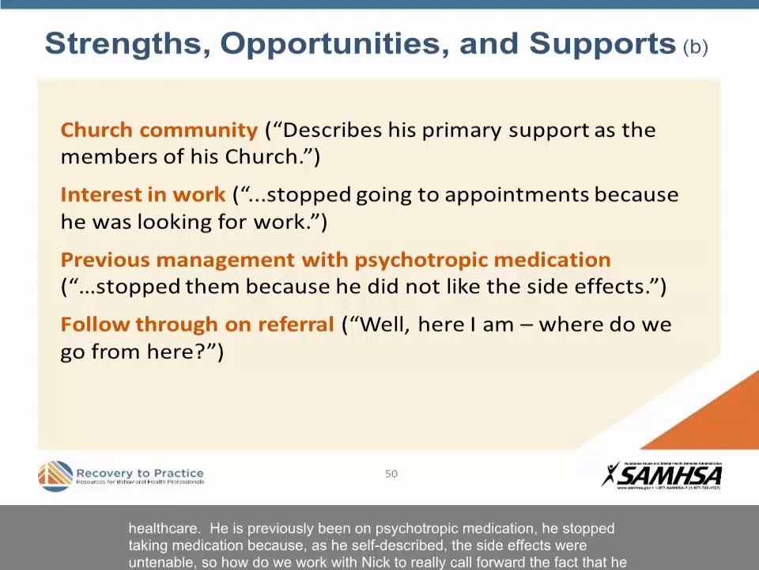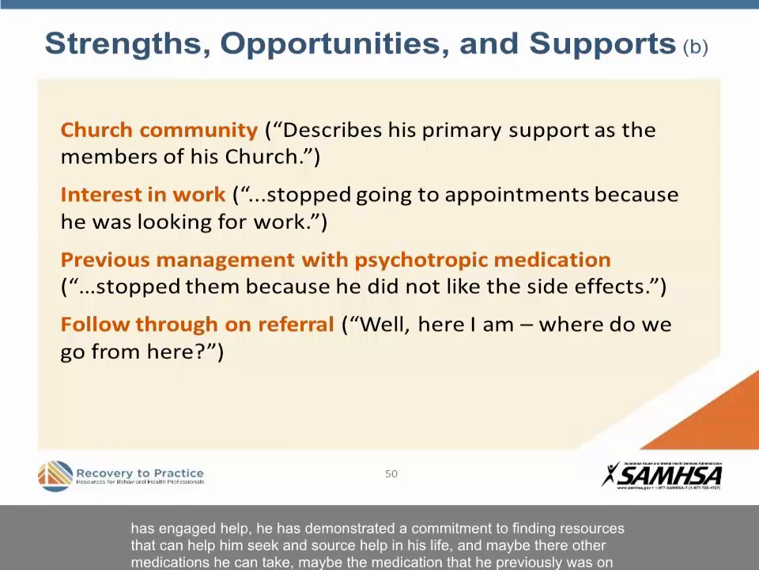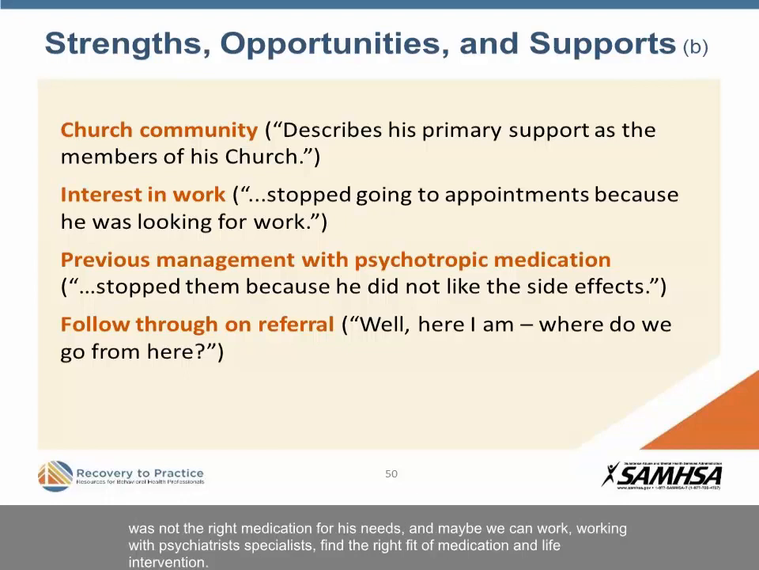He's previously been on psychotropic medication. He stopped taking the medication because, as he self-described, the side effects were untenable. So how do we work with Nick to really call forward the fact that he has engaged health? He has demonstrated a commitment to finding resources that can help him seek and source help in his life. And maybe there are other medications that can be used. Maybe the medication that he used previously wasn't the right medication for his needs, and maybe we can, working with psychiatric specialists, find the right fit of medication and life intervention.